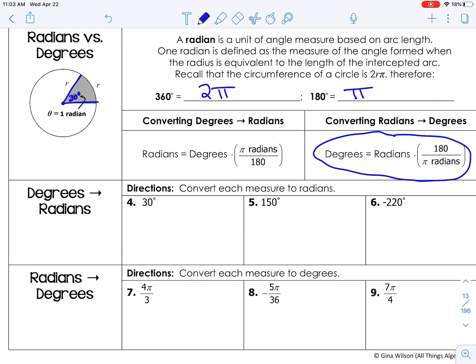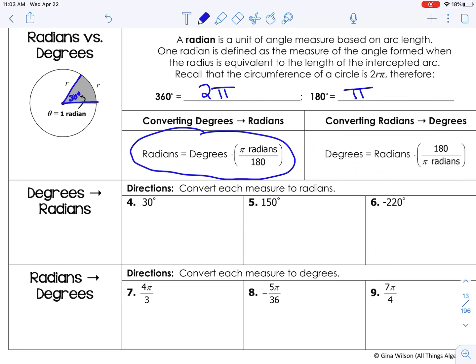So I would have, oh no, I'm sorry, I want this one, okay? Because it says convert to radians. We have degrees, and this is the math we need to do. So we're going to go 330 times pi over 180. And that's going to give us 30 pi over 180.